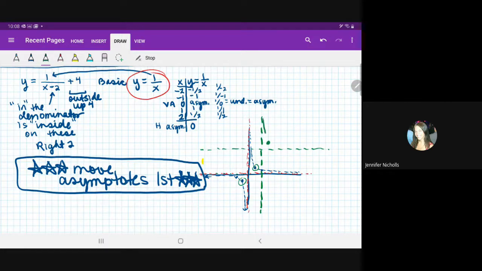And then it has its boomerang right here. And then this point, I move to the right 2 and up 4. It lands right here, and then I have this boomerang. And then that's what your final graph looks like.